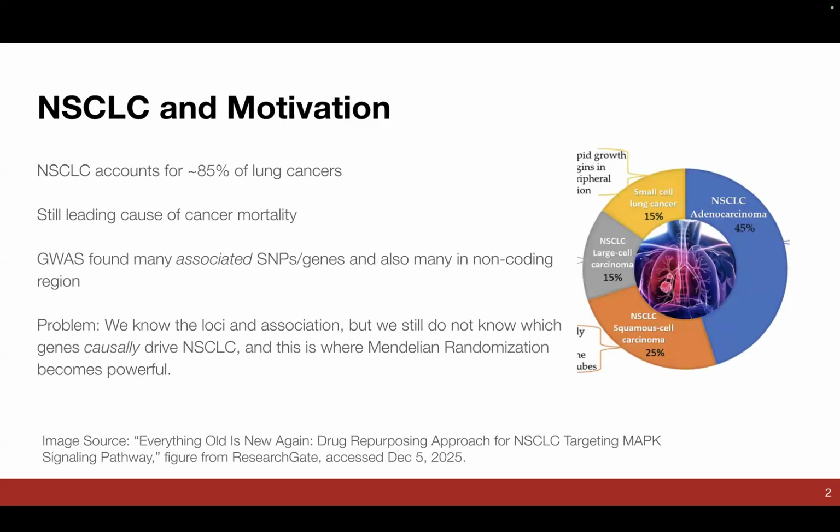These days, non-small cell lung cancer accounts for around 85% of lung cancers. It's still a leading cause of cancer mortality. However, large-scale data sets like GWAS found many associated SNPs or genes for these lung cancers, but many of them are in non-coding regions. So we know the loci and the associations, but we still do not know which genes causally drive non-small cell lung cancer. And this is where Mendelian randomization becomes powerful.